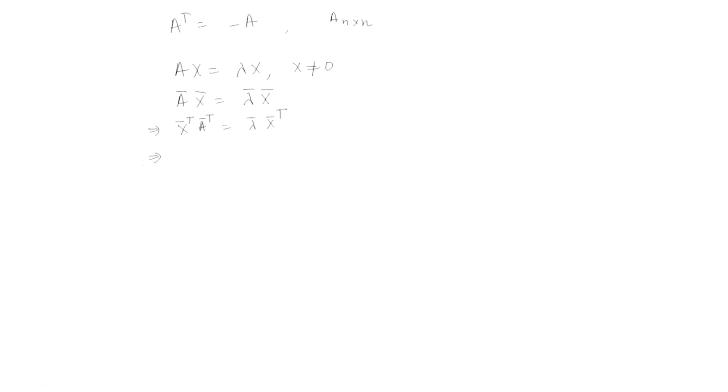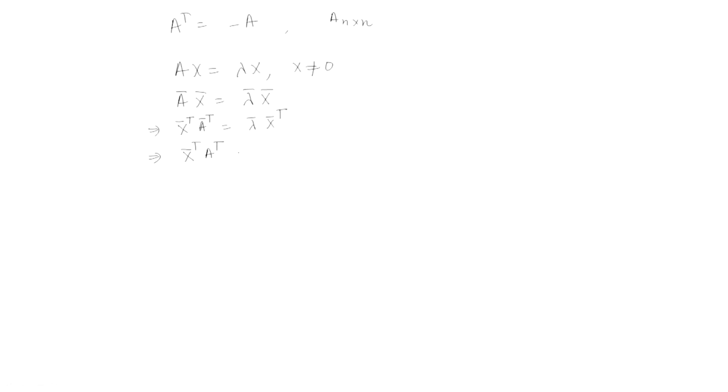Now, we are taking A as a real skew symmetric matrix for this case. So, x bar transpose A transpose is equal to lambda bar x bar transpose. This implies, since A transpose is minus A, that minus x bar transpose A is equal to lambda bar x bar transpose. Post multiply both sides by vector x. Ax equal to lambda x, you can substitute here, and this implies lambda bar plus lambda times x bar transpose x is equal to 0.